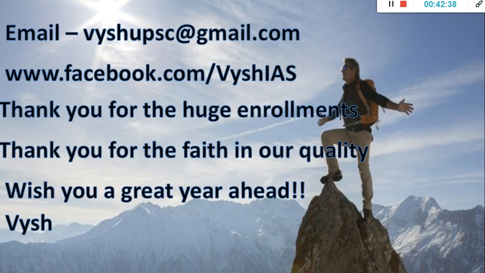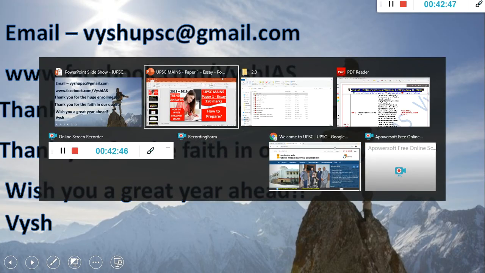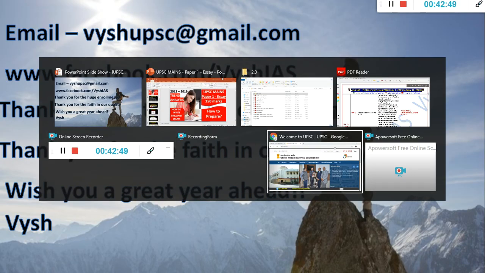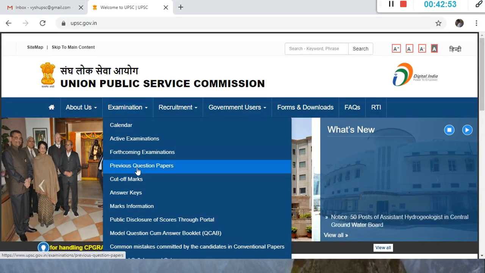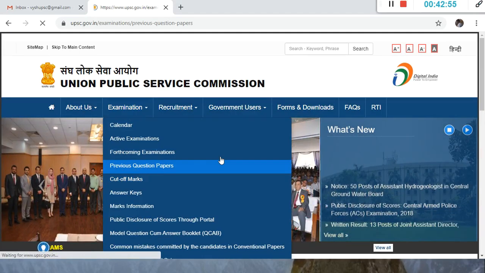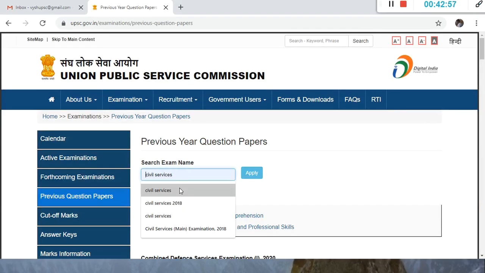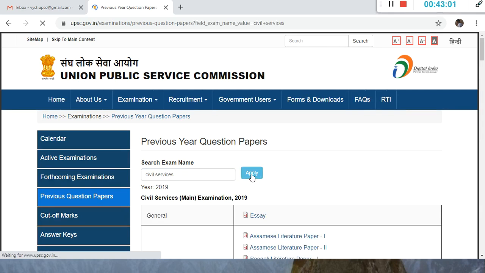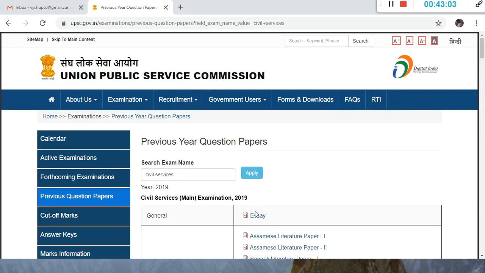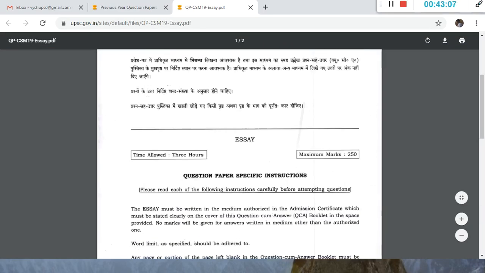But one minute, I think I have to show you the 2019 paper also before winding up, because I promised that I'll show you. So we'll go to the website, upsc.gov.in, examination, previous question papers, type civil services. And when you apply, you will get the essay paper. It's here itself. 2019 paper, instructions, everything is same. There is not much change.